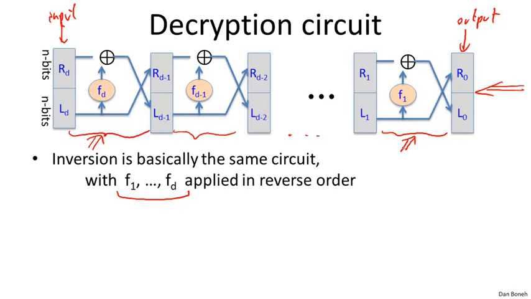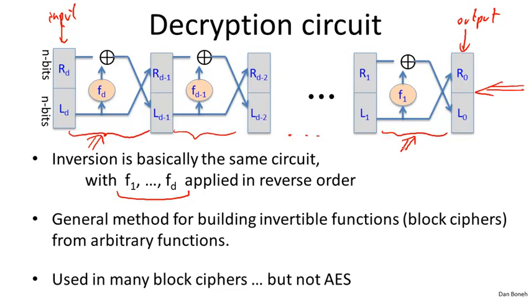So you only have to implement one algorithm and you get both algorithms the same way. The only difference is that the functions are applied in reverse order. Okay, so this Feistel mechanism is a general method for building invertible functions from arbitrary functions f1 to fd.